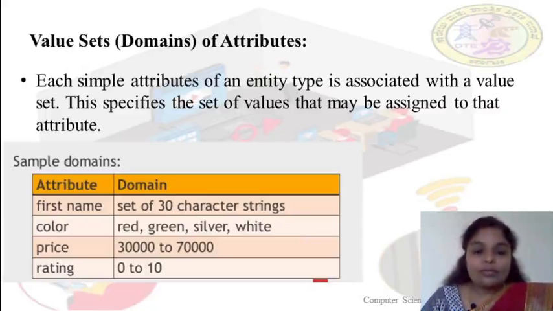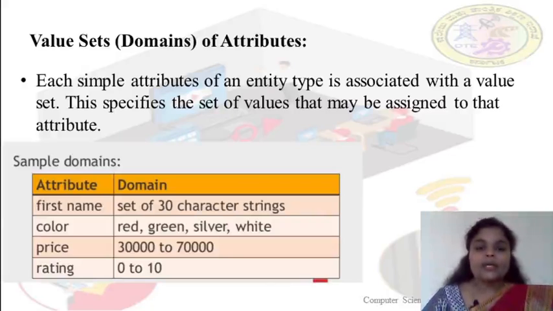We are going to define the type. Can it take integer data? Can it take alphabets? Can it take special characters? We are going to define it. And the range also. Range means rating. I can give a value only from 0 to 10. I am not supposed to give 11 also. You can think of it like you are restricting the type of value that can be entered in a particular field of an entity. That comes under your value sets or domains of the attributes.